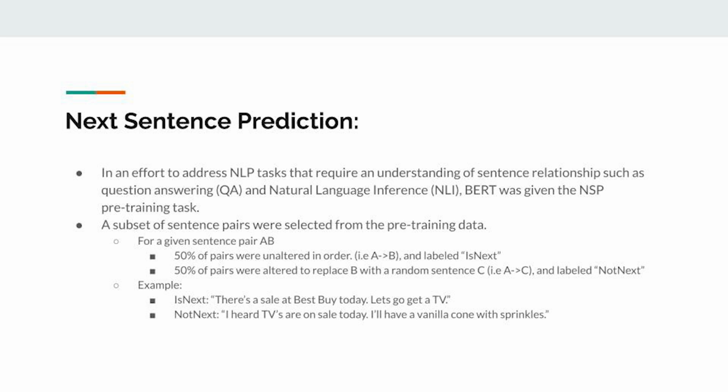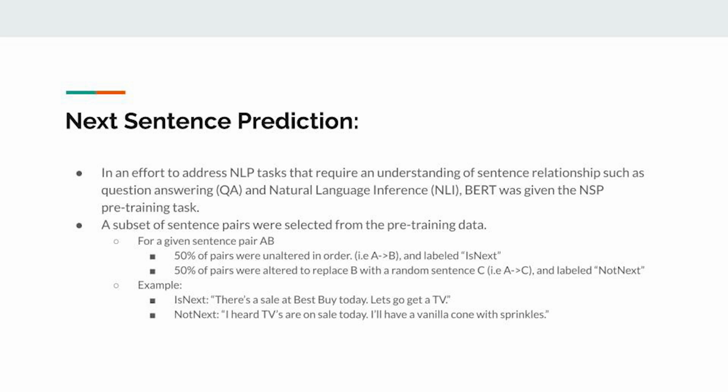The second pre-training task that was given to BERT was next sentence prediction, or NSP. In an effort to address NLP tasks that require an understanding of sentence relationships, such as question answering or natural language inference, BERT was given the NSP pre-training task. The NSP task was based on a subset of sentence pairs that were selected from the pre-training data. 50% of the sentence pairs were given to BERT in an unaltered order. For example, a sentence A would correspond to the first sentence in a logical sequence, and a sentence B would correspond to a second. Those were labeled is next.